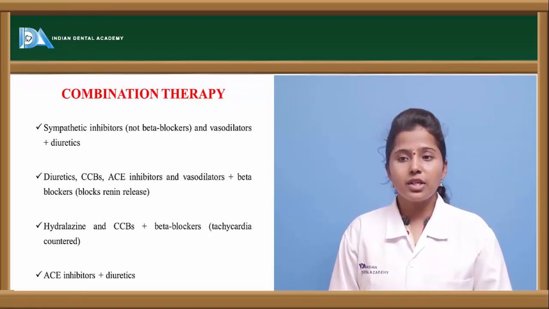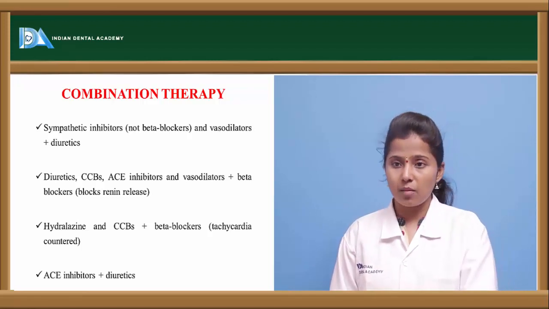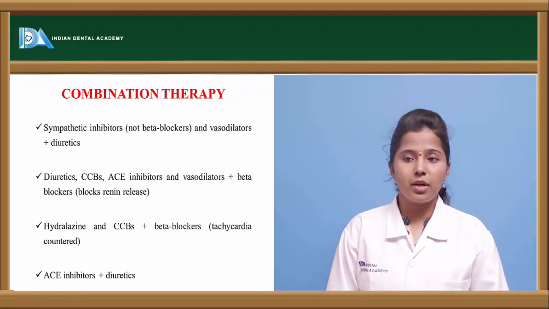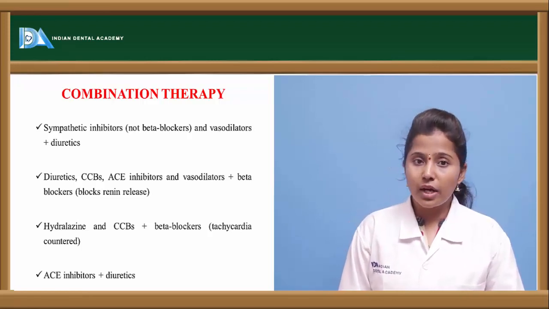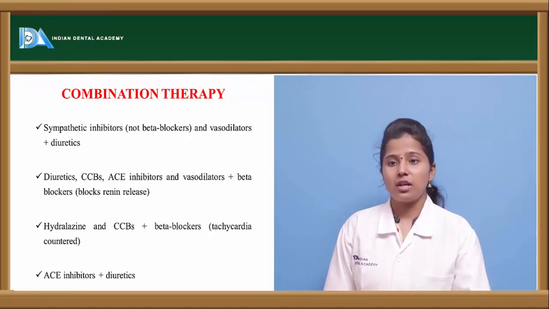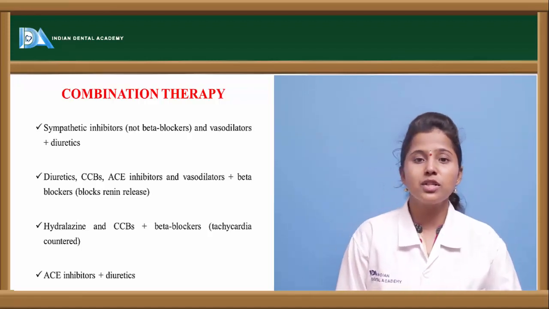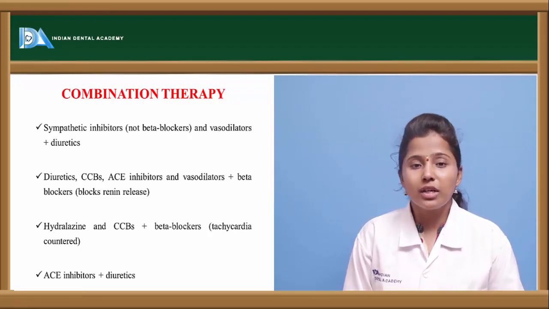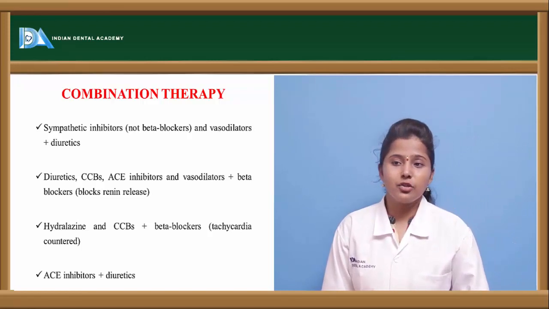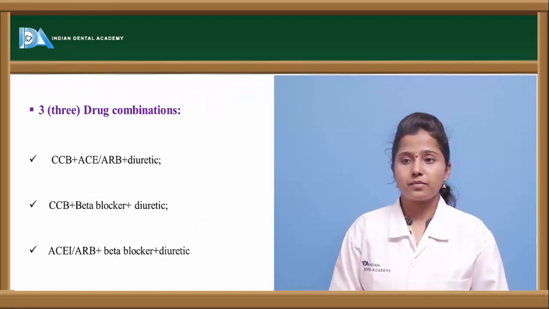And the other combination includes hydralazine, a vasodilator drug, with beta blockers, and calcium channel blockers with beta blockers can be used. In the first case, diuretics plus beta blocking agents, it blocks the renin release. But hydralazine when combined with beta blocking agents shows a decrease in the tachycardia effect. And ACE inhibitors, angiotensin converting enzyme inhibitors, can be combined with diuretics.